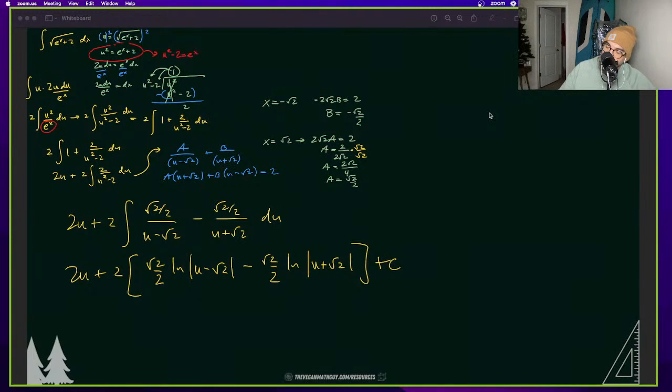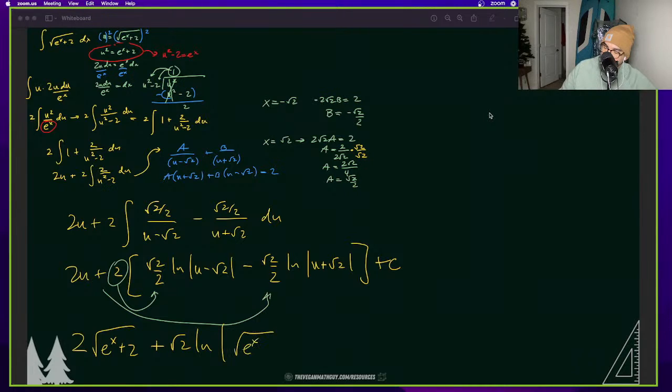So a few things that I'm going to do. I'm going to multiply the 2 to both of these values, and you're going to see that the denominator of 2 is going to go away. And then I'm going to go ahead and plug in the value of u that we had originally. And u was equal to the root x plus 2. So now it looks like this. 2 root e to the x plus 2, and then plus root 2 natural log of root e to the x plus 2 minus root 2 minus root 2 natural log of root e to the x plus 2 plus root 2. And the whole thing is plus c.